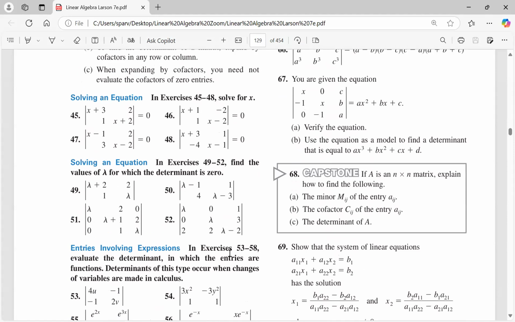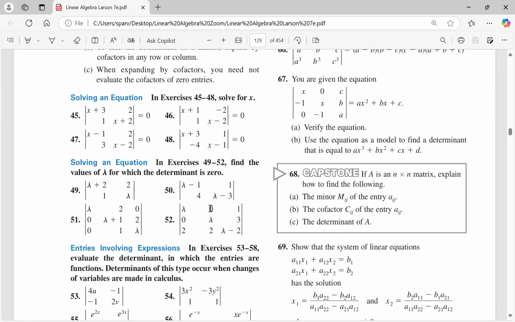I had an eye on number 52. This one, the one with the lambdas. This one says solve an equation. Find the value of lambda for which the determinant is 0. You see that? So for this one, we actually want to set the determinant equal to 0 now.